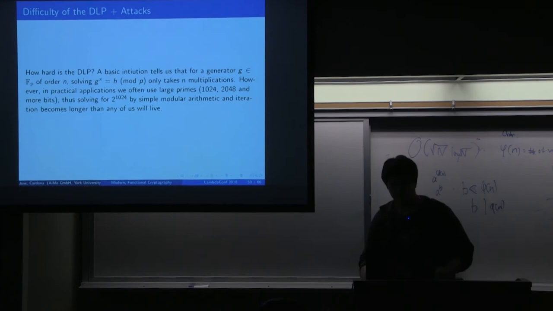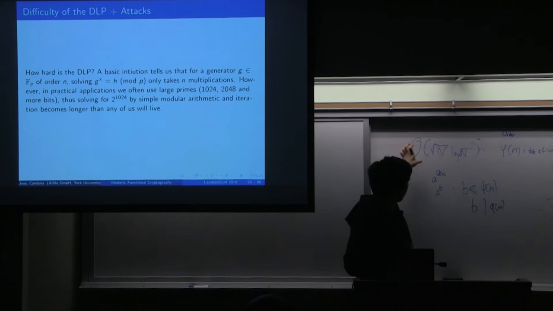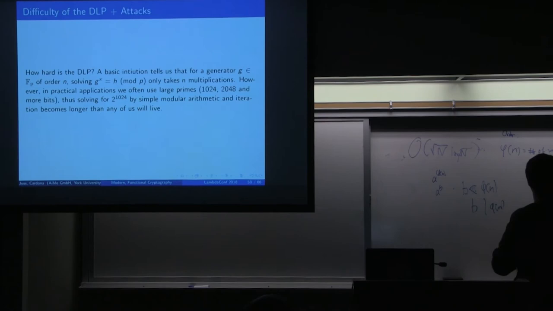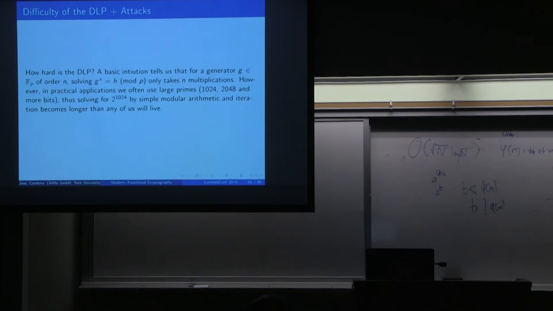Essentially, what I was getting to is that Shank's baby step, giant step works in this format. In textbooks they put it like this, but this n is actually the order. So remember, we are talking about the DLP. So we're talking about g to the x mod p is equal to h, or the other way around, g to the x is congruent to h mod p. It's actually the latter one. Ignore the former. So we're concerned with this congruence.